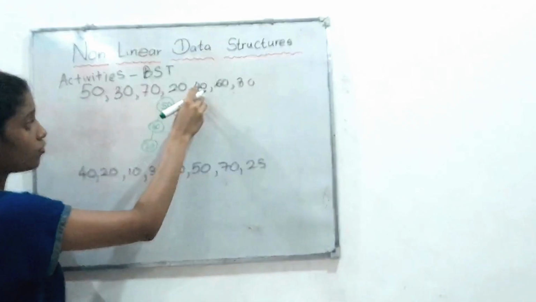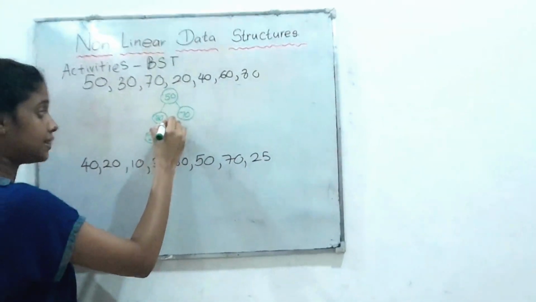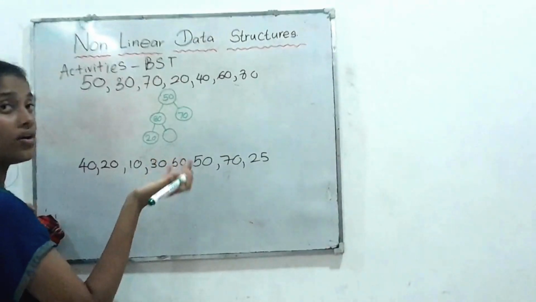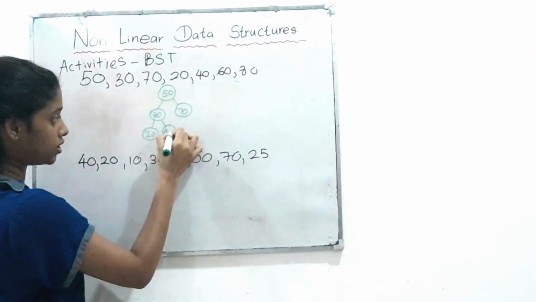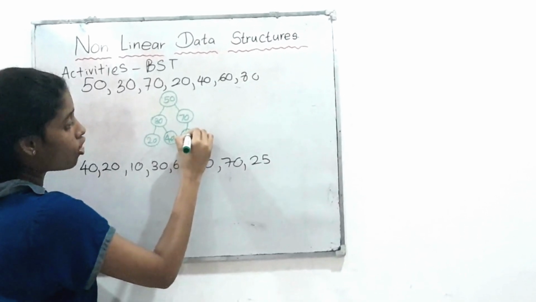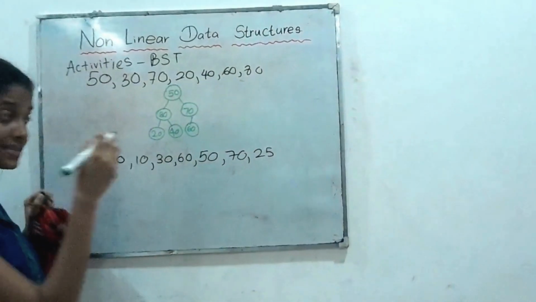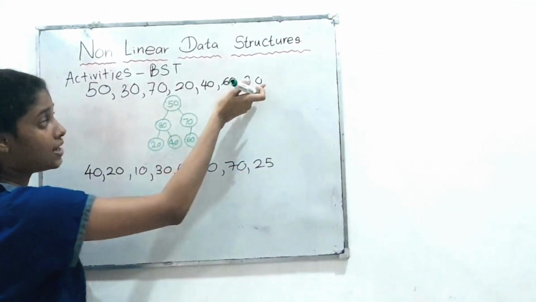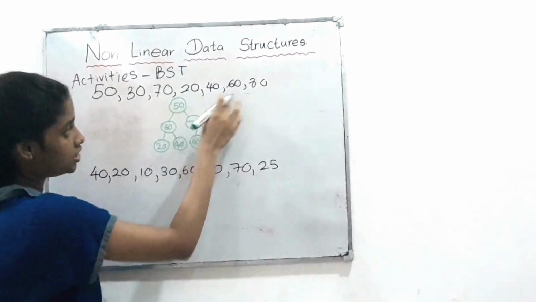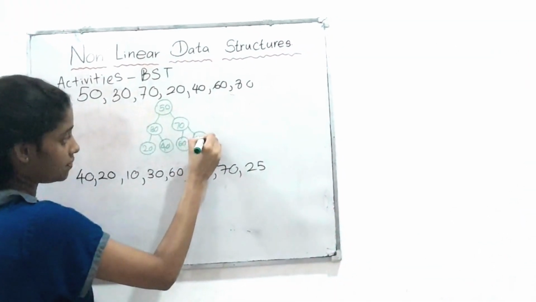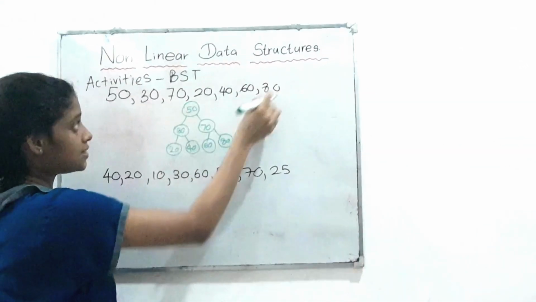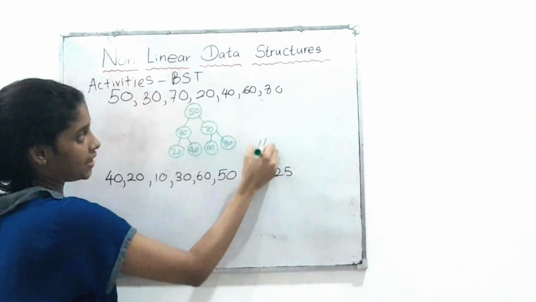Then we have 40. 40 is larger than 30. It added to the right node, right? 40. Then we have 60. 60 is smaller than 70. So we entered it as our left node. Last we have 80. We added it to here because 80 is always larger than 70. So this is the BST for this case, right?